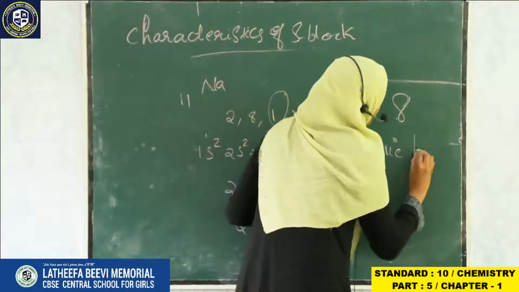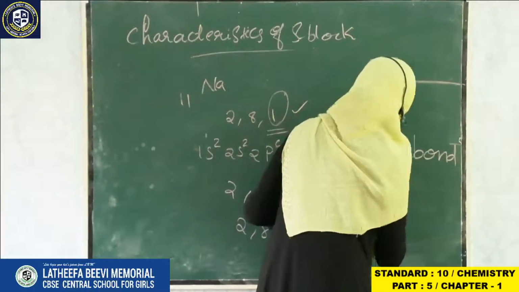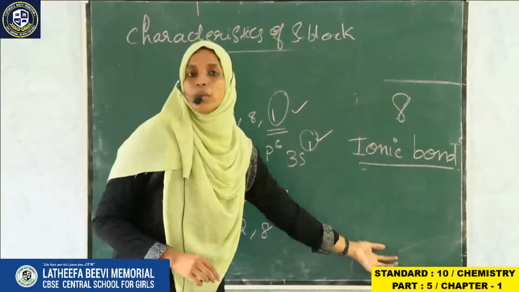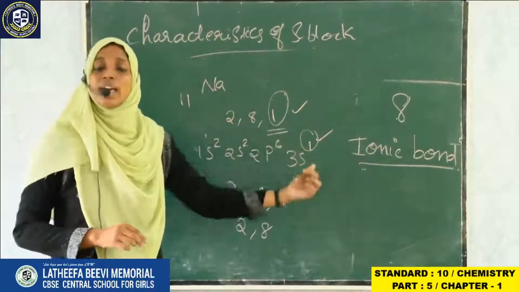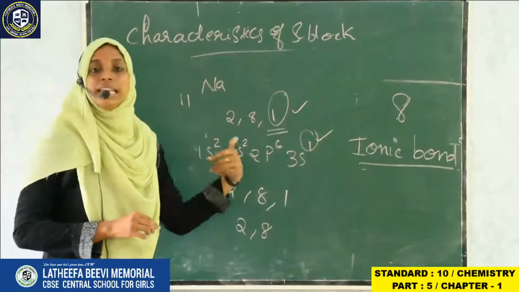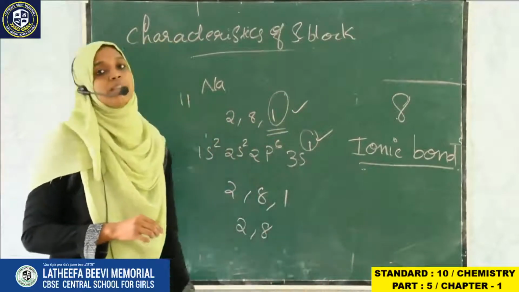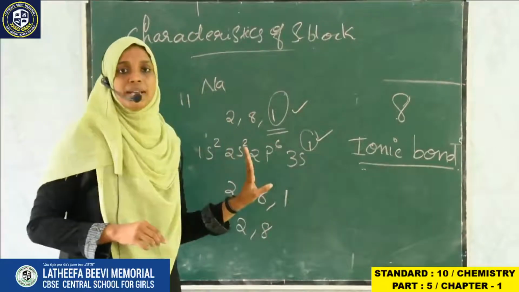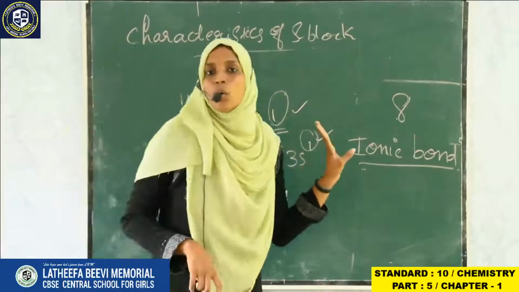Okay, in S block elements what is the bond there? It is an ionic bond. In S block elements what is the bond there? Ionic bond, because it loses the electron and attains stability. So this is about the S block elements. And what is the bond there? The bond is an ionic bond.